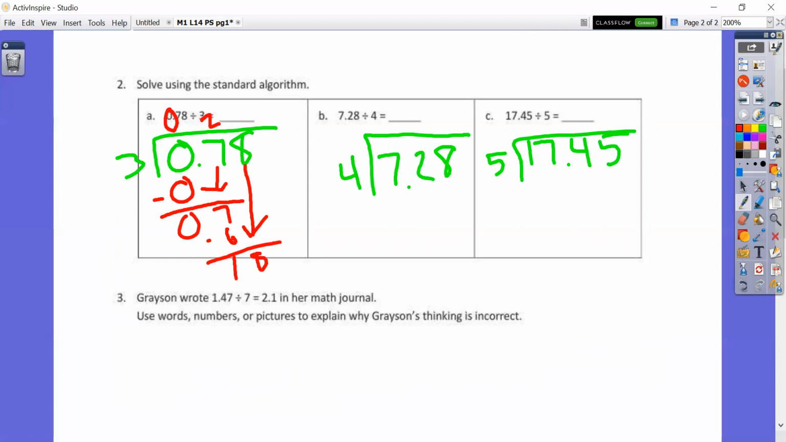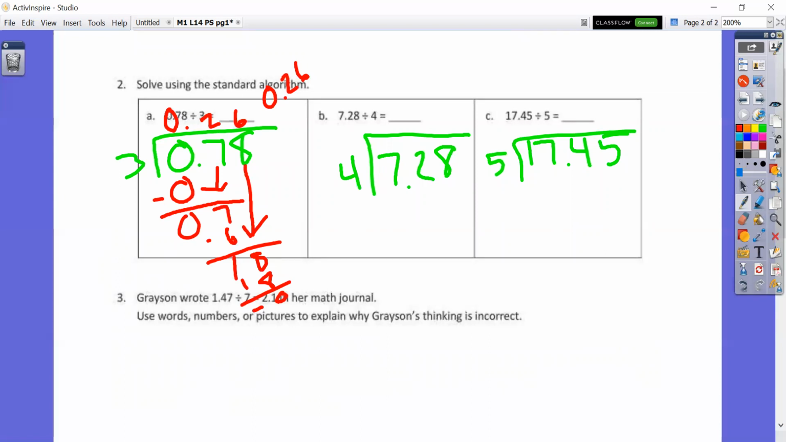Well, if I know my multiples of 3, I can easily think of this, but if I have to, count on your fingers or do what you need to do: 3, 6, 9, 12, 15, 18. That's 3 groups of 6, which is 18. And if I subtract that, that gives me 0 remaining. So my answer for this one is 0.26. Great. All right, let's keep moving.